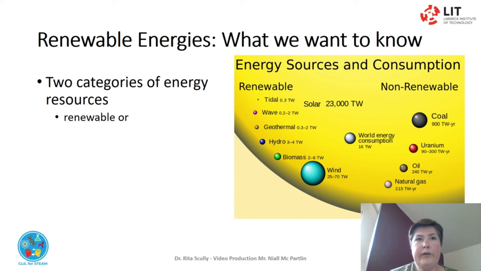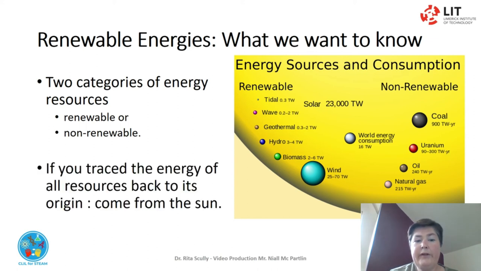Renewable energy sources include sun, water, wind, biomass, and geothermal. These resources are unaffected by use. Solar, wind, and water can be replaced almost at the same rate that they are used. Non-renewable sources are fossil fuels. The most common examples of these are coal, oil, peat, and natural gas. If we trace the energy of all resources back to its origin, they come from the sun.